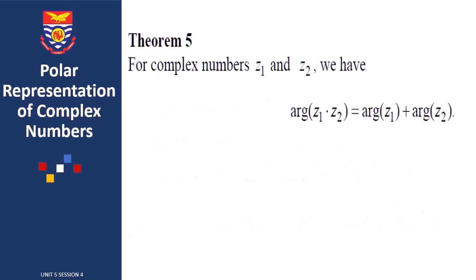Thank you. Let's look at this theorem. For any complex numbers z1 and z2, one can deduce that the argument of z1 times z2 equals the argument of z1 plus the argument of z2. You can go to the proof in your book. Very interesting course material.